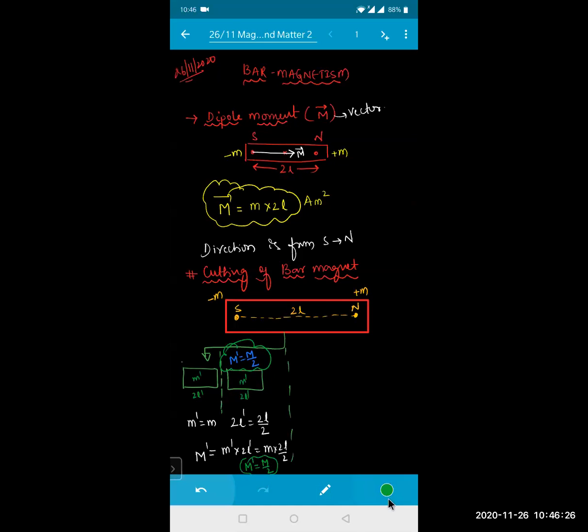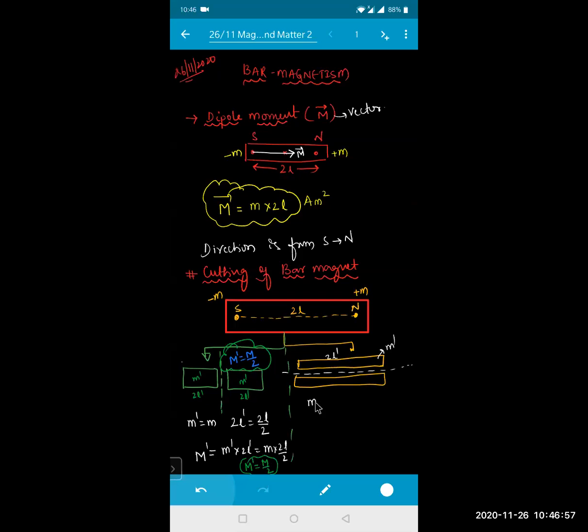Now in the same way, if I cut the bar magnet along the axis like this, exactly along the axis, then what is the pole strength? M dash. Length will become how much? 2L dash.